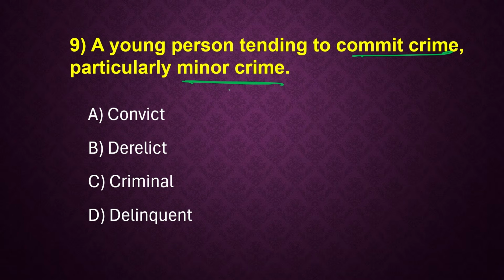Okay, next. A young person tending to commit crime, particularly minor crime. So what is the correct one-word substitution? Here the correct answer is option D, and that is called delinquent. A delinquent is usually a young person who regularly commits minor offenses or behaves in a way considered socially unacceptable.